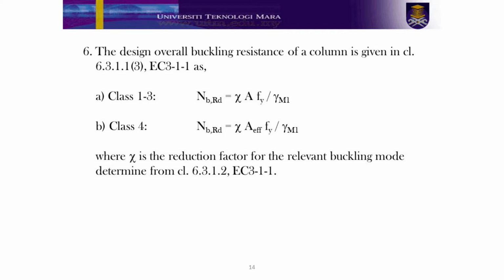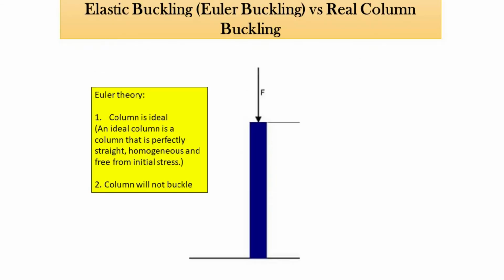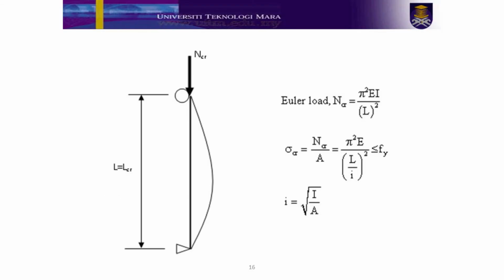Euler buckling is an elastic buckling developed by the mathematician Leonhard Euler in 1757. It derives a formula that gives the maximum axial load that a long, slender and ideal column can carry without buckling. An ideal column is one that is perfectly straight, homogeneous and free from initial stress. The formula derived by Euler for ideal columns is shown here.